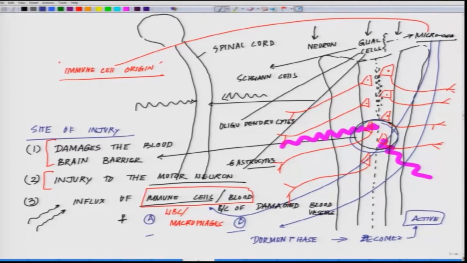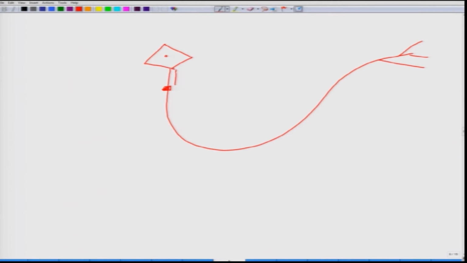Now, let us map what will happen. Say for example, here on the ventral horn you have this motor neuron, okay, and its process is going like this. Now, say for example there is an injury. So, for example, there is an injury here. So, what will happen? This path is coming out fine, right. So, now this path is kind of getting discontinued.